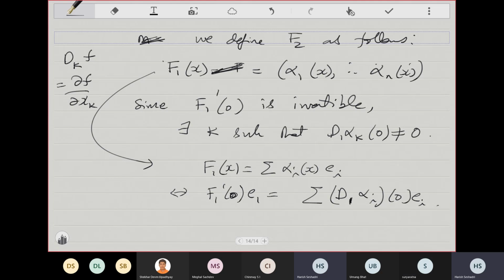Now the point is that since the matrix F1 prime 0 is invertible, yeah. Did someone say something? Previously, yes, sir. Previously, we have defined the Jacobian, sir. Is it related to this, sir? Jacobian. Previously, one definition we discussed today. No, that's a determinant.